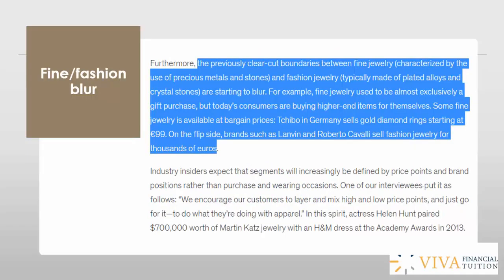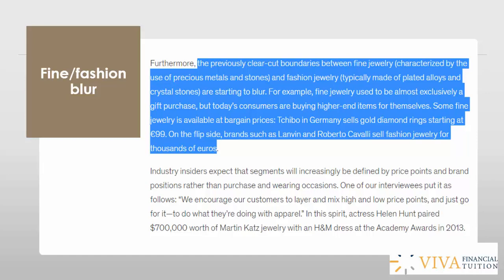What about this blurring line between fine jewellery and fashion jewellery? Well, the previously clear-cut boundaries between fine jewellery, which is characterised, as we know from the pre-scene, by the use of precious metals and stones, and then fashion jewellery, on the other hand, which is made of plated alloys and crystal stones, these lines are starting to blur.